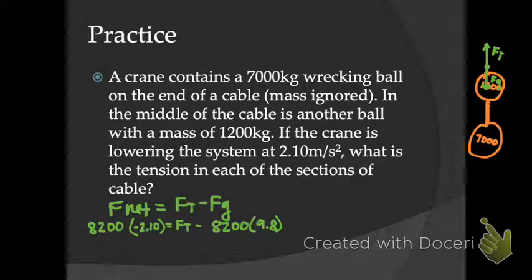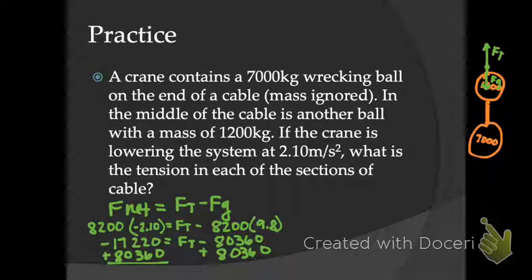So 8,200 times negative 2.10 is negative 17,220, which equals Ft minus Fg. I'll add that to the other side, and that gives me a value of 63,140 newtons equals Ft. 63,140 newtons is the tension in that part of the cable.